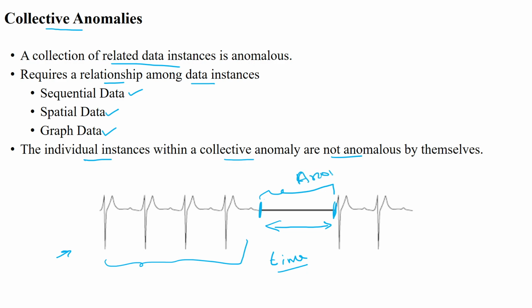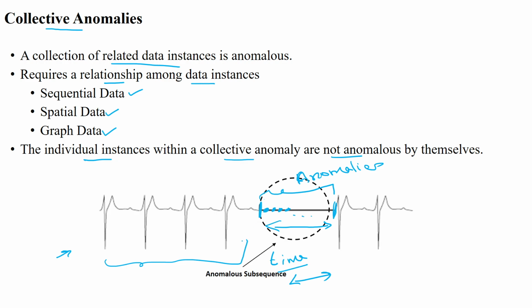So here we have collective data instances: instance 1, instance 2, instance 3, etc. over a particular time interval. So we will have n number of data instances. This kind of situation is called a collective anomaly.